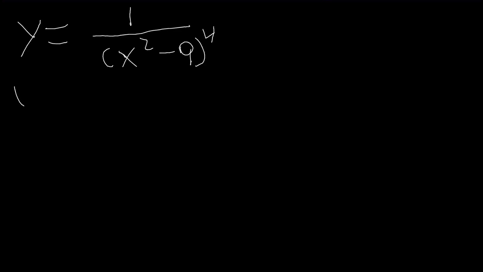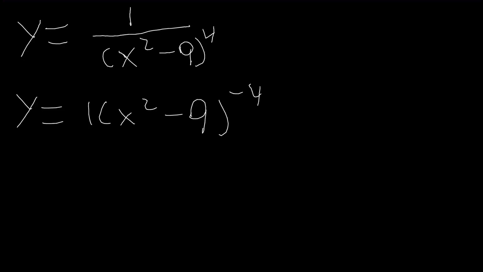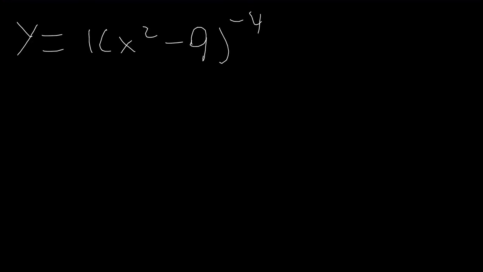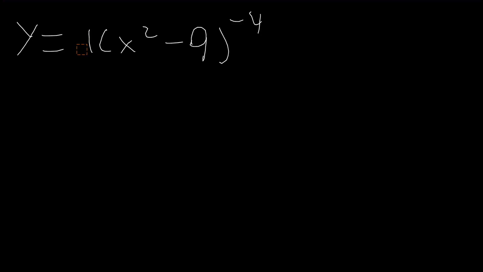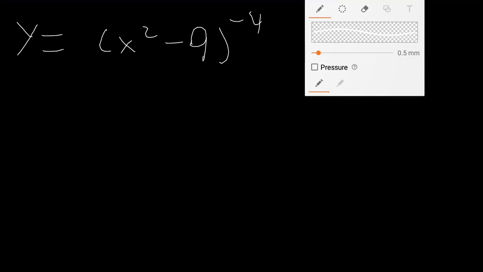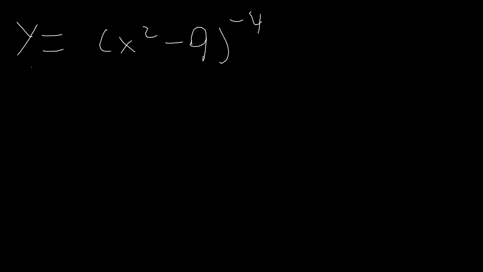So we could rewrite y as 1 times x squared minus 9 to the power of negative 4. And this is equivalent because if you bring a positive exponent from the denominator up to the numerator, it has to be negative. So now we can just use the chain rule for this. We can ignore the 1 too. Let's get rid of that. Okay. So we can use the chain rule to find dy dx now.